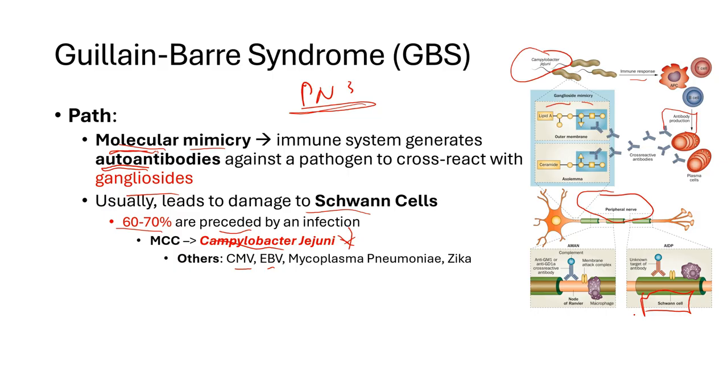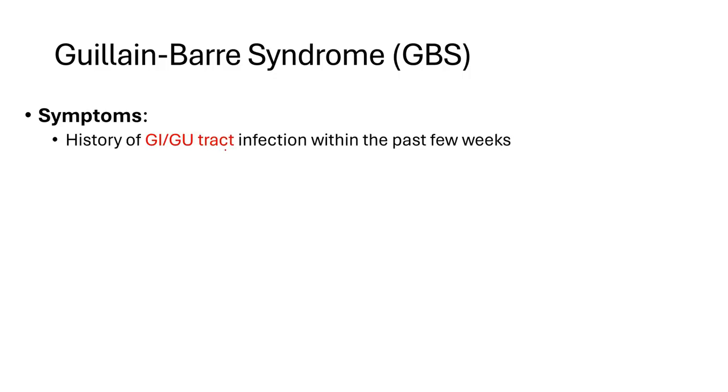Now, what exactly do we see in the symptoms of Guillain-Barré syndrome? Well, typically we'll have some sort of history of GI or GU tract infection. This typically is going to be within the past few weeks. Typically, GBS is going to take a few weeks in order to develop. It should not be with an ongoing or current GI/GU infection.